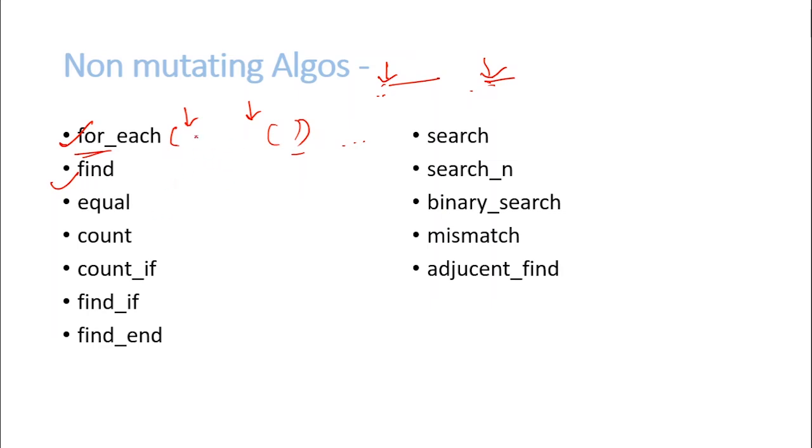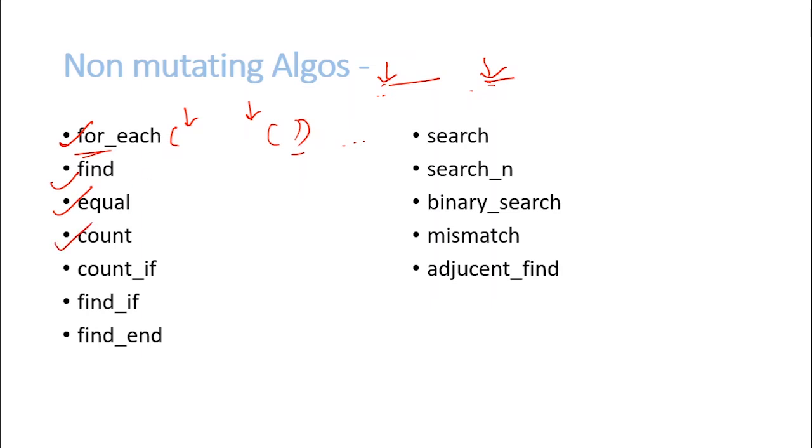The next thing is find, which actually helps you in finding the first occurrence of an element in data. The equal checks if two ranges are the same. Suppose you are given a first range as two iterators, a begin and an end to a data, and a second set of iterators for another data structure, and equal compares these two data structures to understand whether the data contents are actually the same.